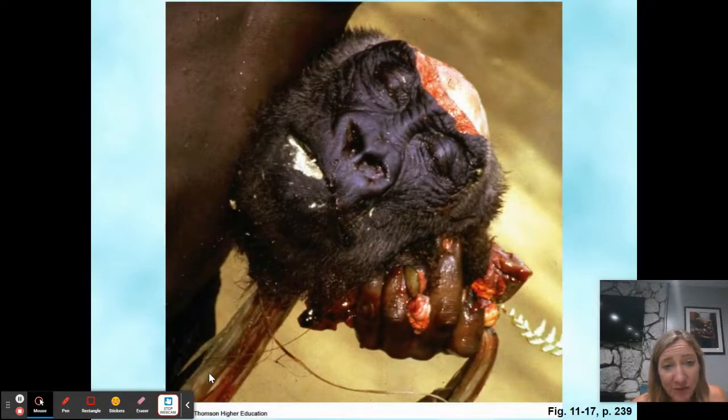Like I said, some graphic shots here. So that is bushmeat. So that's a human that hunted some kind of ape species. I couldn't tell you what it was. And that was for food.